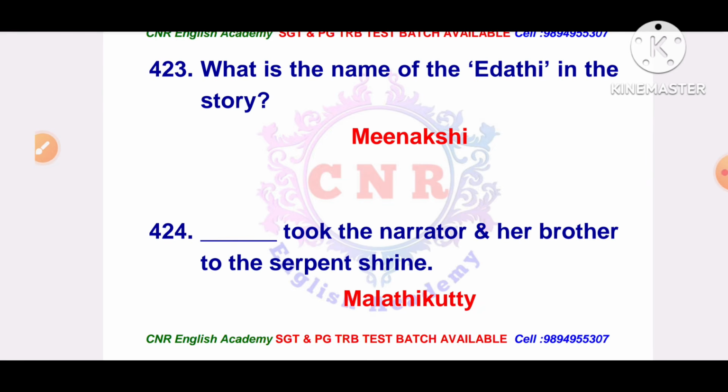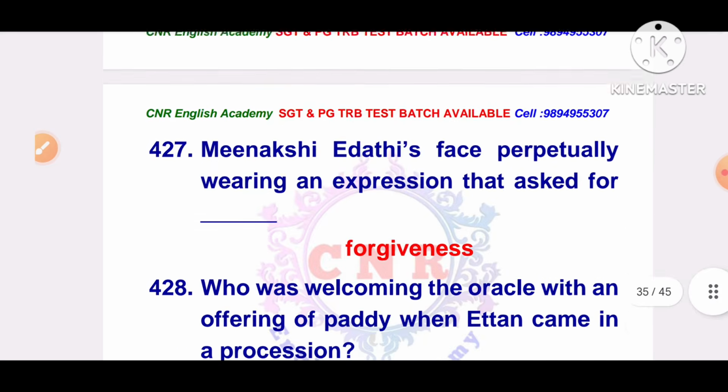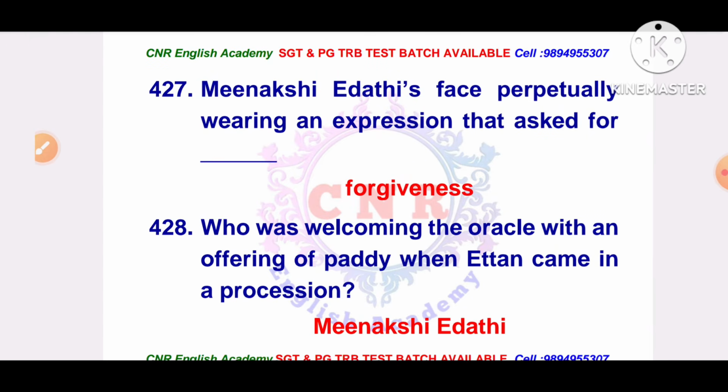Next one. What is the name of the Edathi in the story? Answer: Meenakshi. Next one. Dash took the narrator and her brother to the serpent shrine. Answer: Malathi Kutti. Next one. What are the things set out for the snakes by Meenakshi Edathi in the story? Answer: turmeric, milk and bananas. Next one. Dash was a distant relative of the Ambadathil family. Answer: Meenakshi Edathi. Next one. Meenakshi Edathi's face perpetually wore an expression that asked for a dash. Answer: forgiveness.